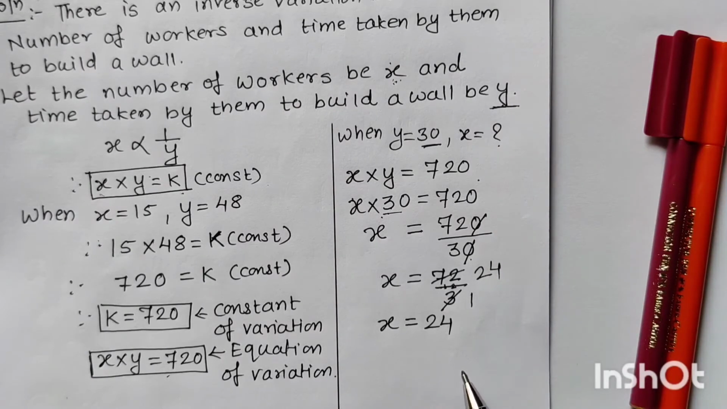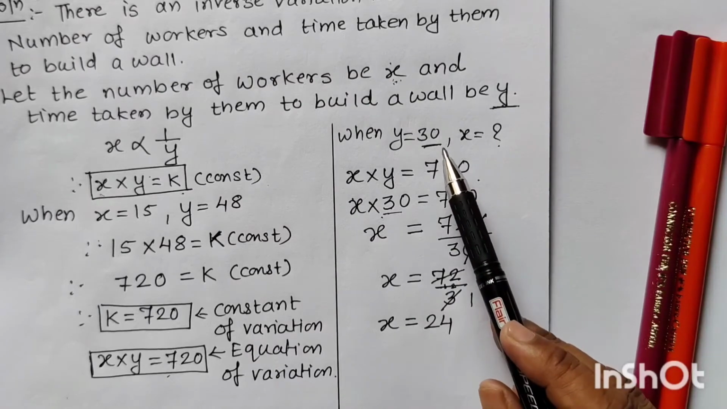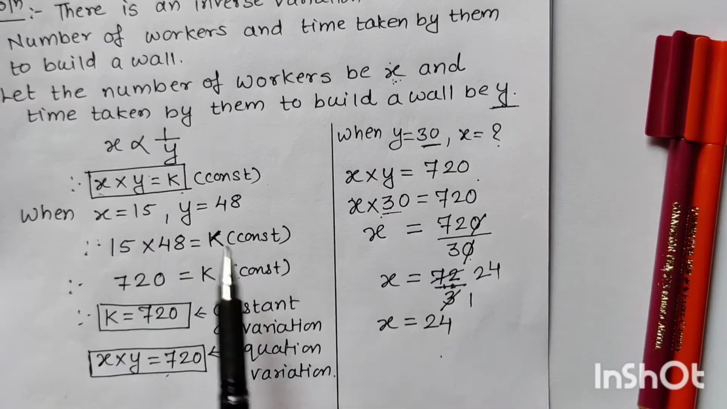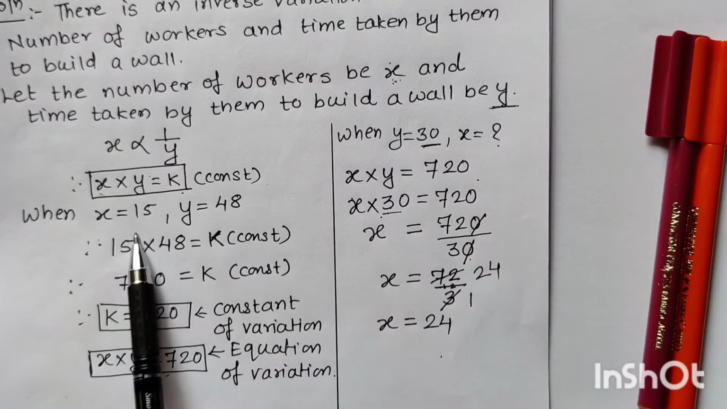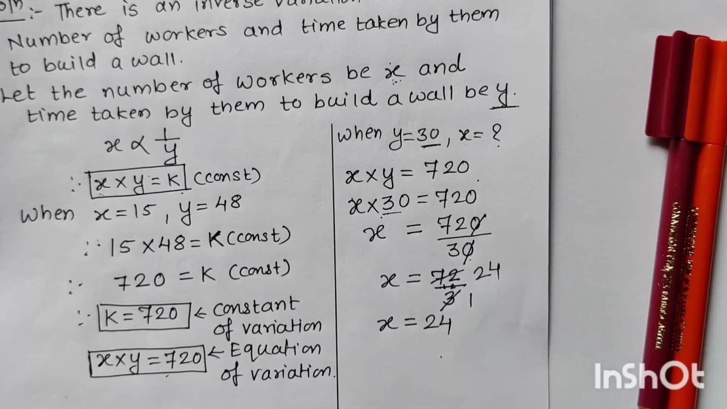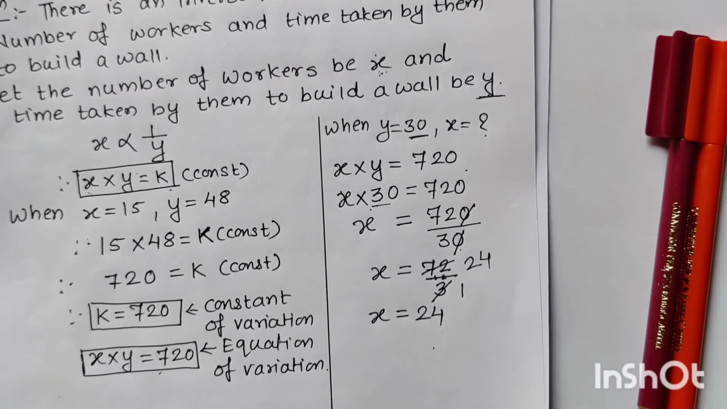Correct? So when the number of hours, that means time, is decreasing, workers go on increasing. When the time is more, workers are less. When the time is less, workers become more. So this is inverse variation. In this way we are getting it.